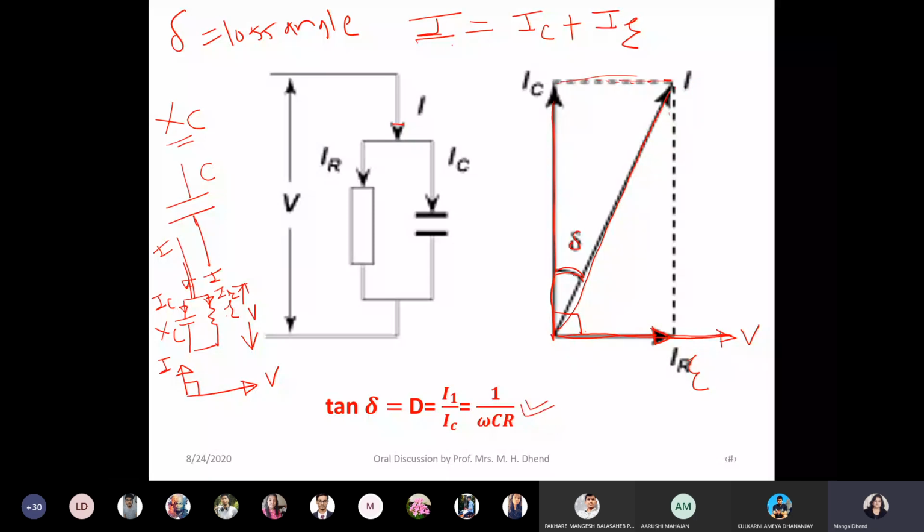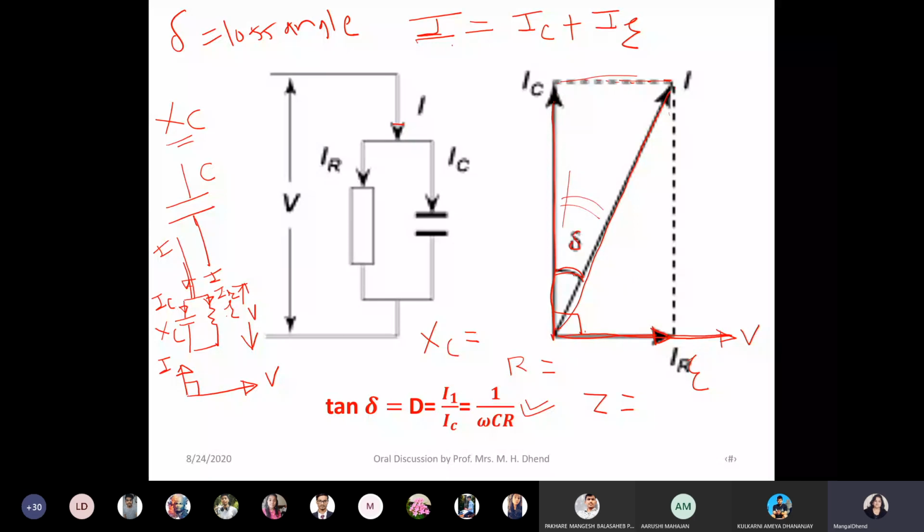I am giving you a home exercise to find out what XC will be. You have studied XC, and you know the impedance Z. So what will be the impedance Z here? Just go through it; that will be homework for you. Then we will see whether you are getting it or not. Now this delta is the loss angle, the angle by which the current through the capacitor fails to lead the voltage by 90 degrees, and this angle delta will be very small. Even if it is shown very large, in practice it will be very small.